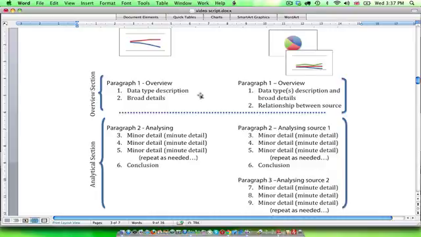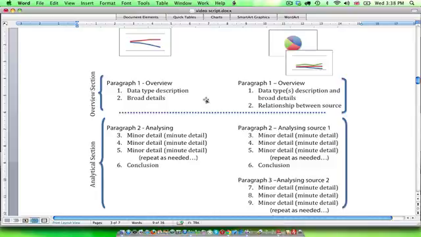And in the second sentence, you will be sharing the broad details. So in our simple line graph from before, the broad detail was that it showed a downward trend, a fairly stable downward trend.